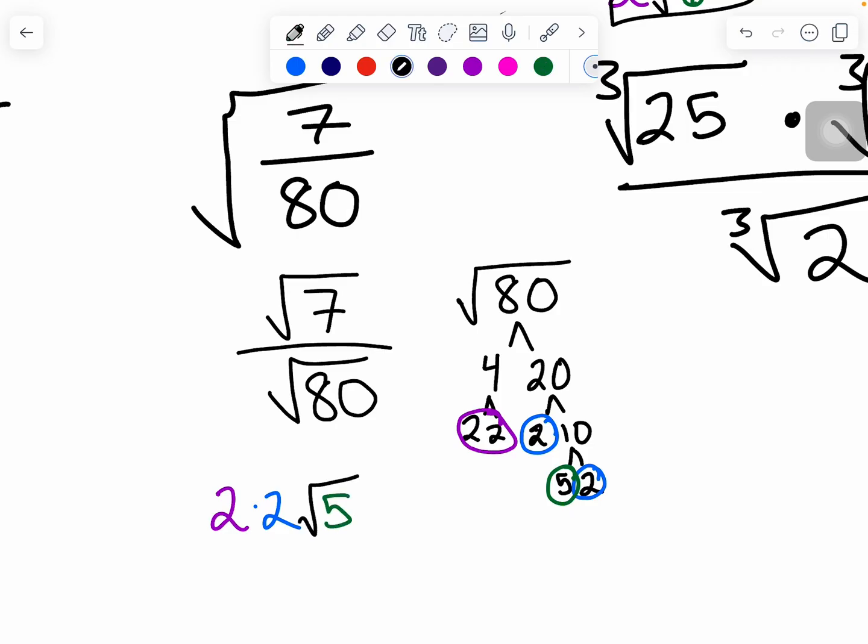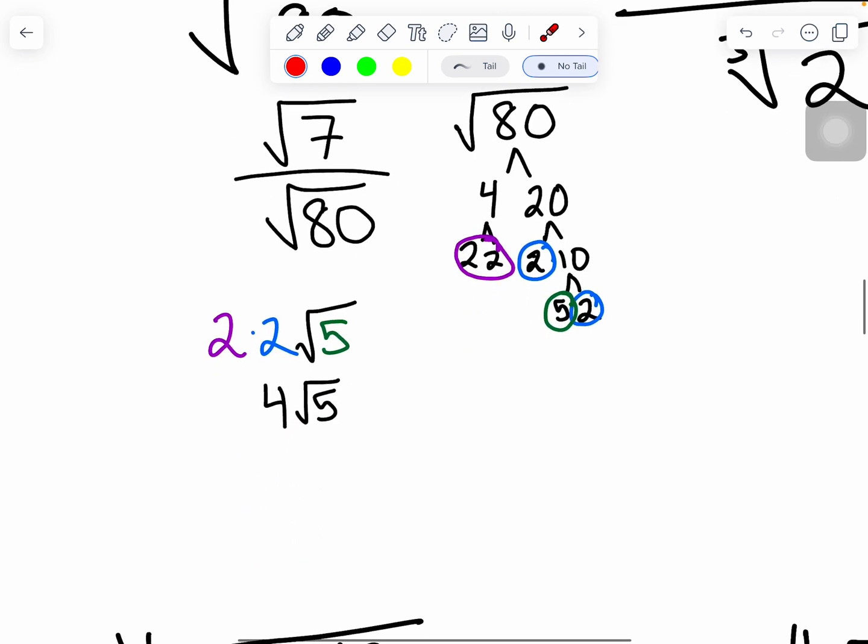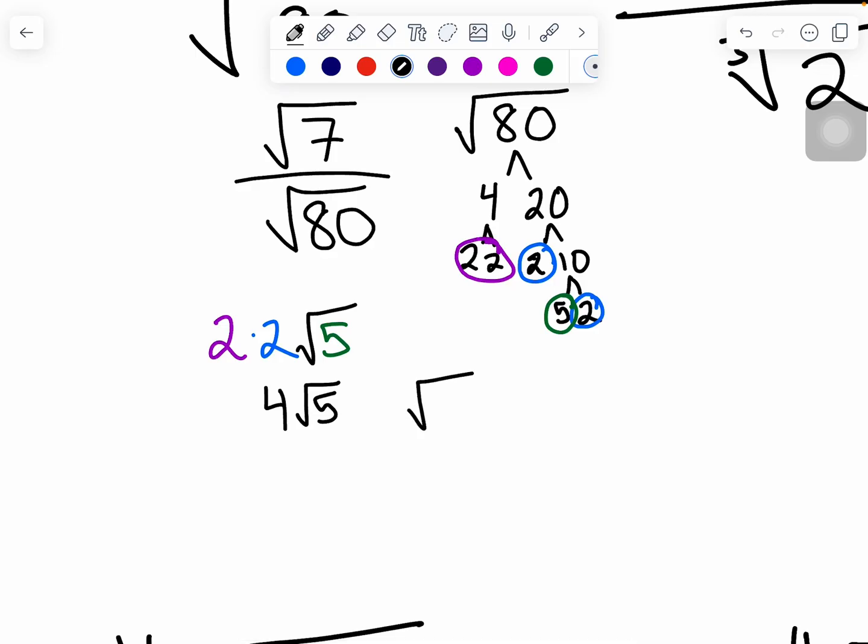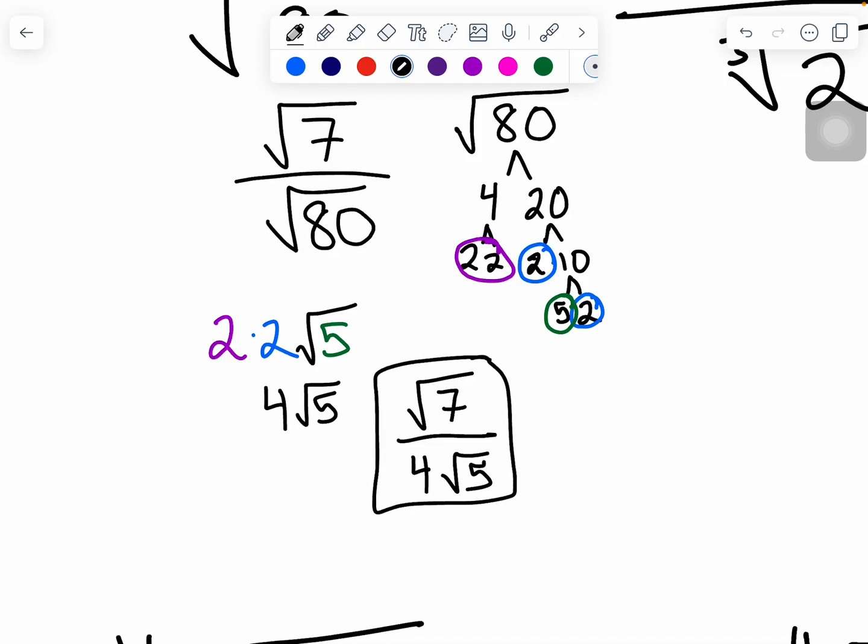So then my 80 breaks into 4 root 5, but this is just my denominator. This is not my answer. My answer is the square root of 7 divided by 4 root 5. That's my answer. This was just what we did to break up the 80. So that is our answer.